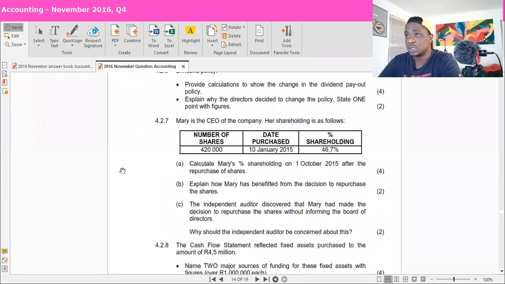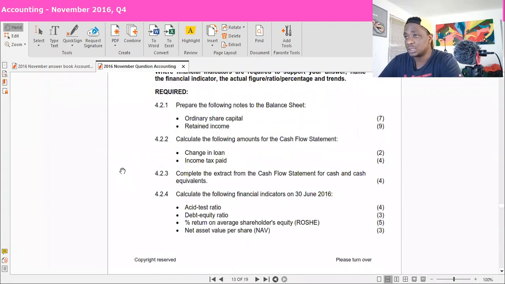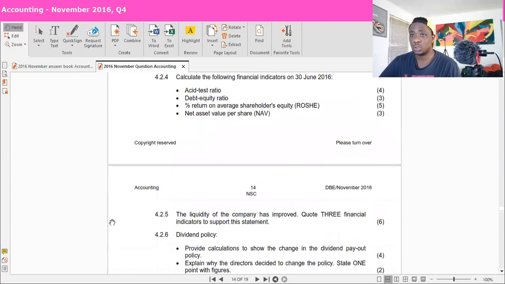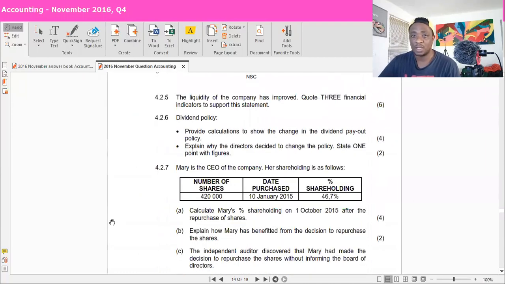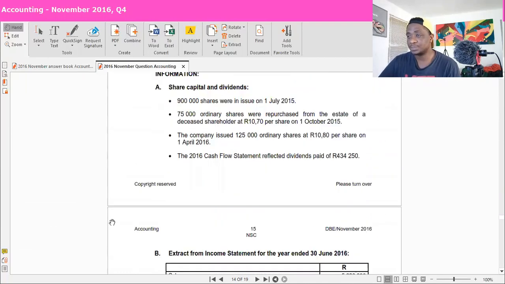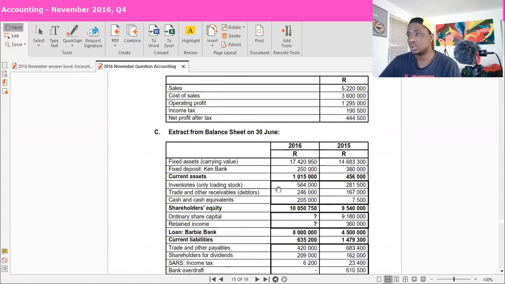The question that follows after that, they want us to calculate the acid test ratio, the debt equity ratio, the average return on shareholders' equity, as well as the net asset value per share. In order to calculate these, obviously start with the acid test ratio. We know that the acid test ratio is current assets minus trading inventory. So it would say current assets of 1 million minus inventory, and then is to current liabilities.